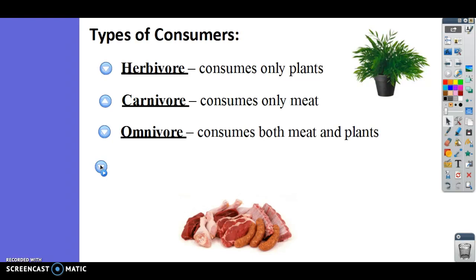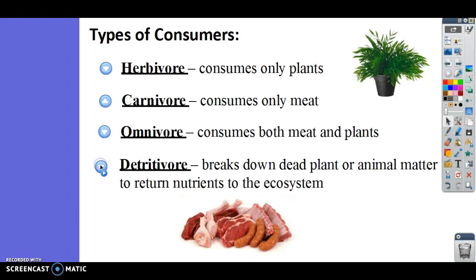Now, the last one, you probably have not heard of this word before. Detritivore. You know them as decomposers, but the grown-up high school word for decomposer is detritivore. Vor means to eat, and it eats detritus. Detritus is dead or decaying matter. The key here is that these organisms break down dead plant and animal matter to return the nutrients to the ecosystem.